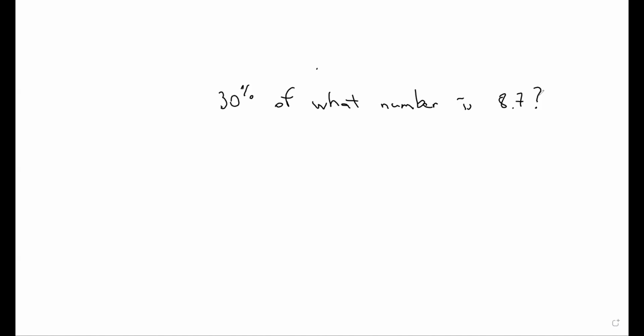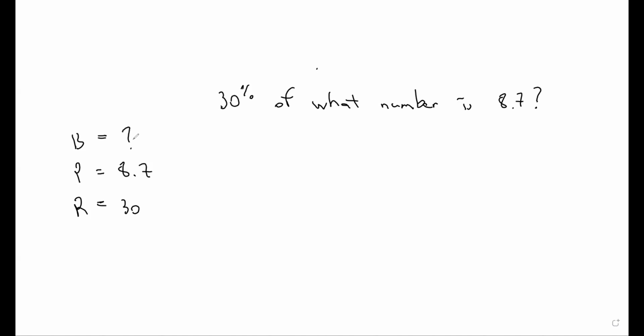So in this case, let's write down all of our variables. Start with the easy one, r equals 30. The number we're looking for is the hypothetical larger number, and 8.7 is hypothetically smaller. So 8.7 is actually p, and we're going to be solving for b.